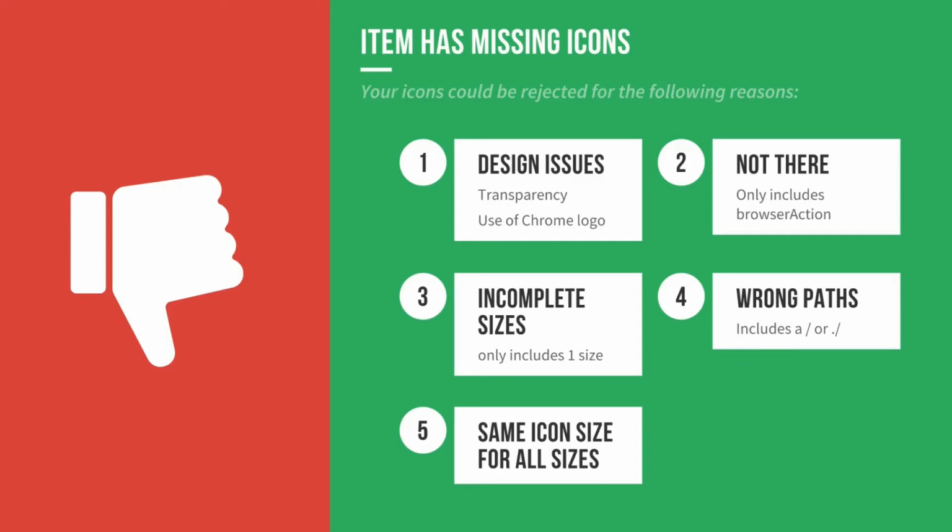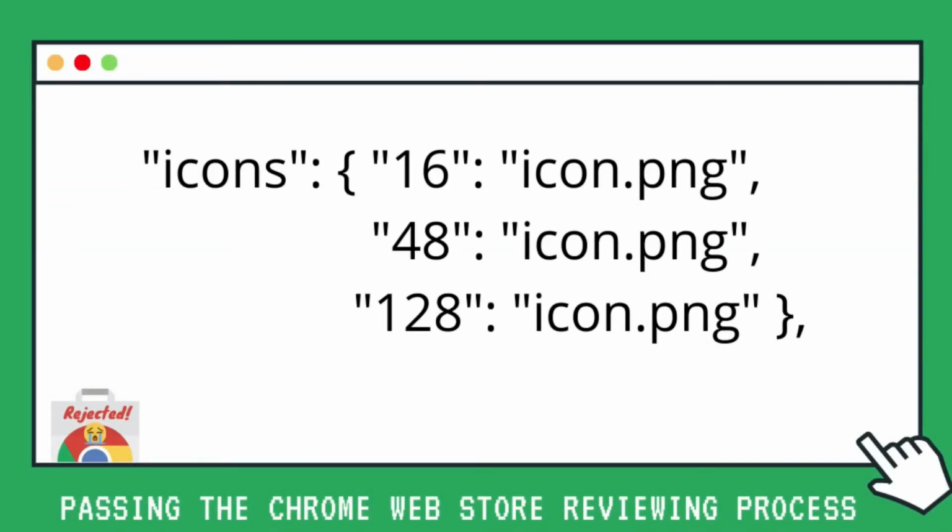Another reason that your icon could be rejected is that you are using the same icon file for all sizes. What does this mean? Okay, for example, you have your 16, 48, and 128. Good job. However, you are using the same file, just icon.png, for all 3 sizes. And you actually do need to resize each icon to match the pixels that you are attaching it to. So for the key 16, you need to do icon16, 48, icon48, and 128, icon128.